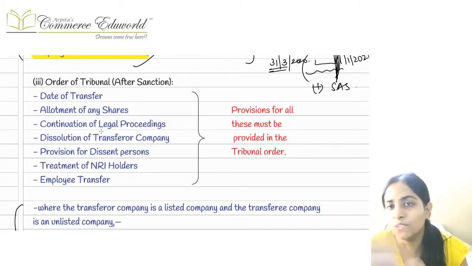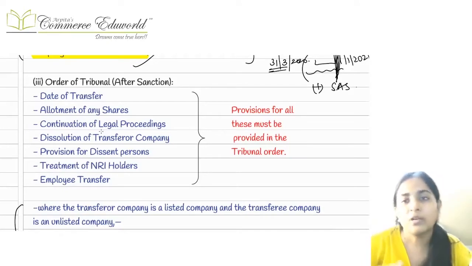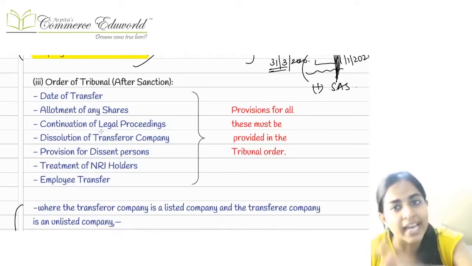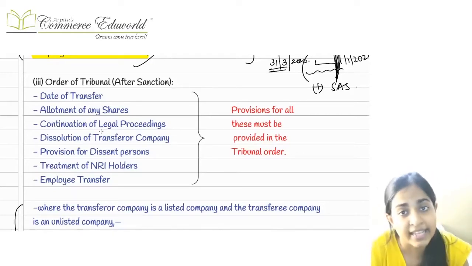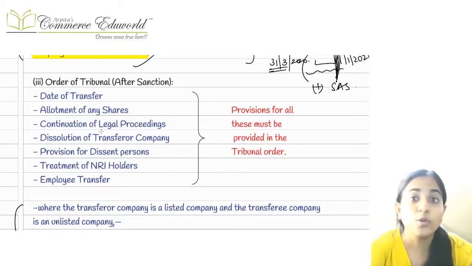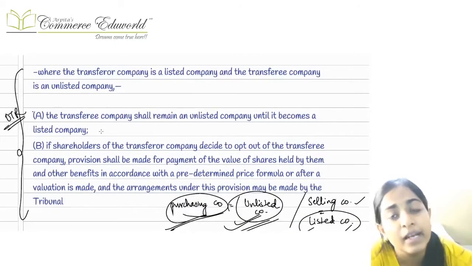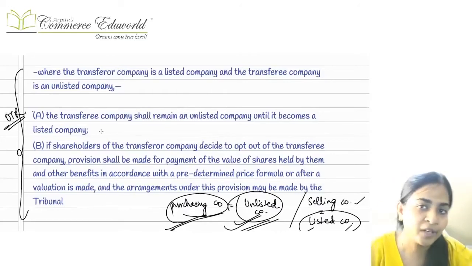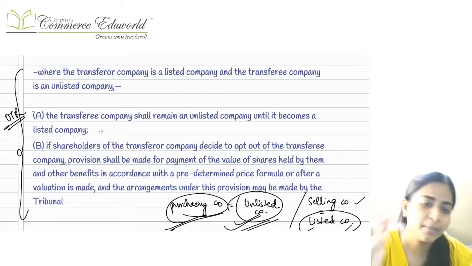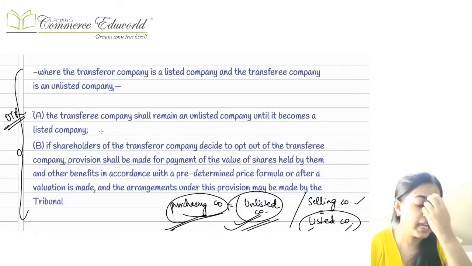Right, once all this dual majority thing is done, then the order of the tribunal is finalized. Tribunal will say that, okay, now the assets can be transferred, liability can be transferred, employees can be transferred, legal proceedings can be transferred, any charge which was there in the old company will be transferred. Then after that, what is to be done with the dissenting shareholders, how to pay them, when to pay them, all these things will be decided by the tribunal, and it will be documented by the tribunal in the order.